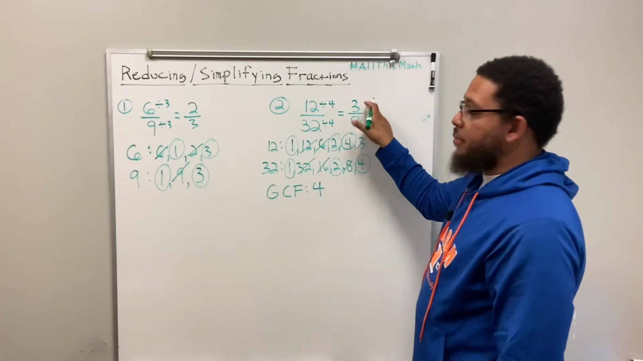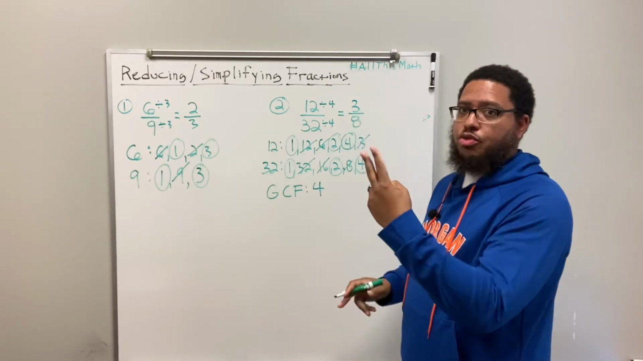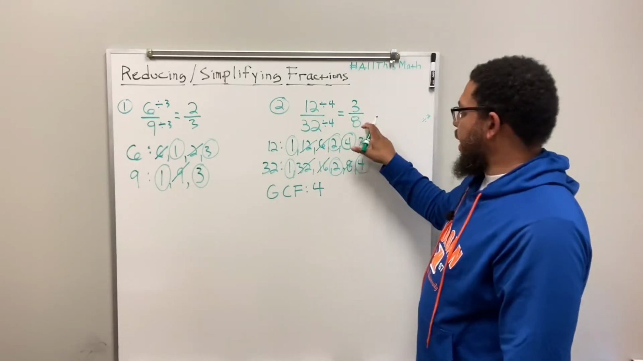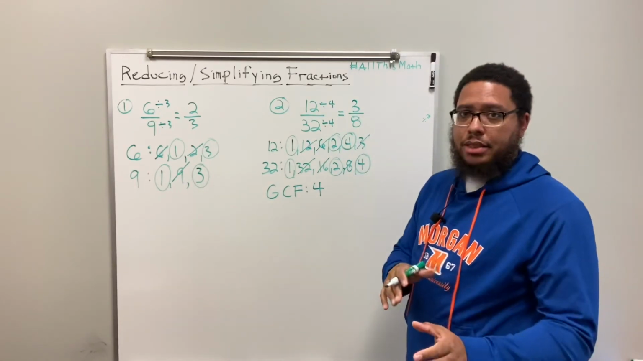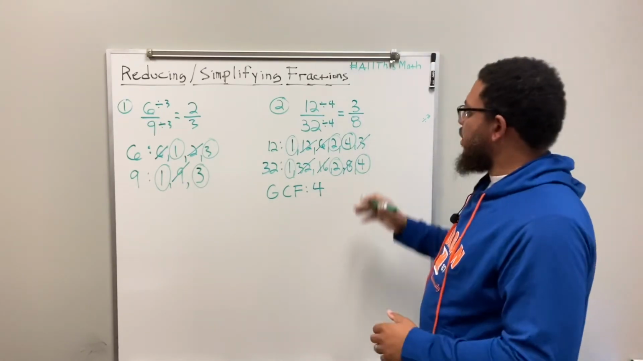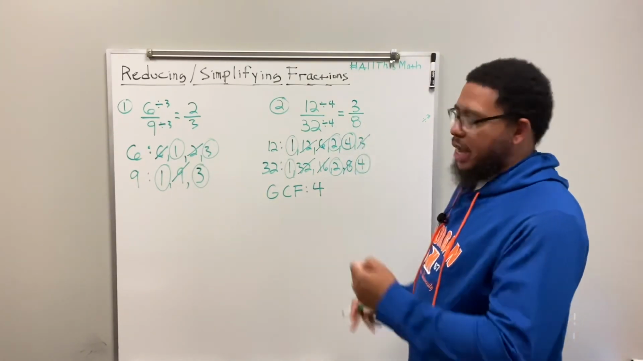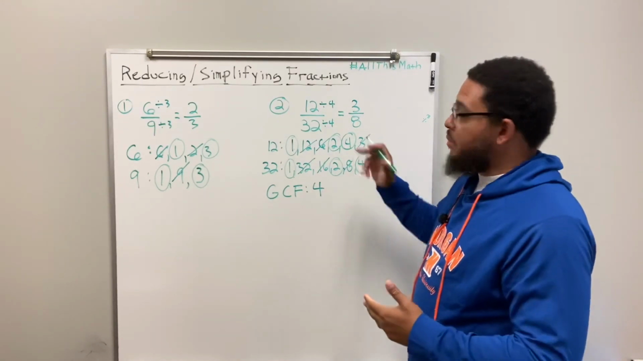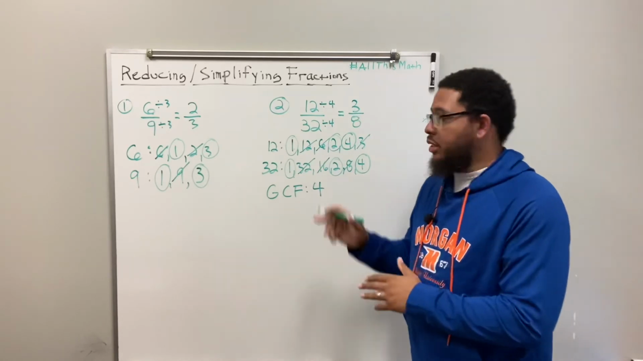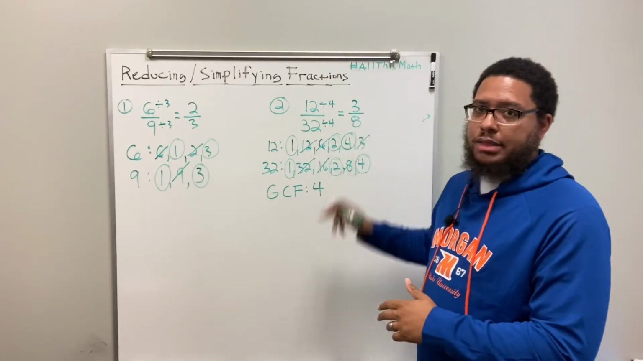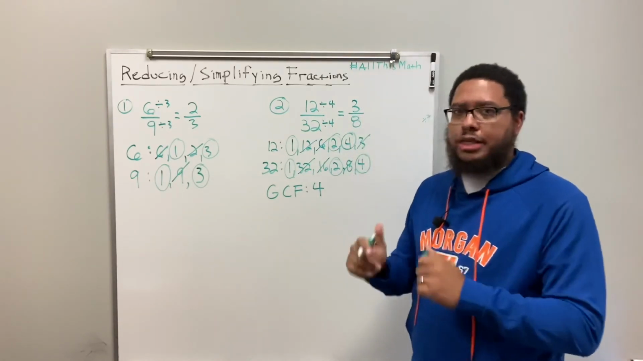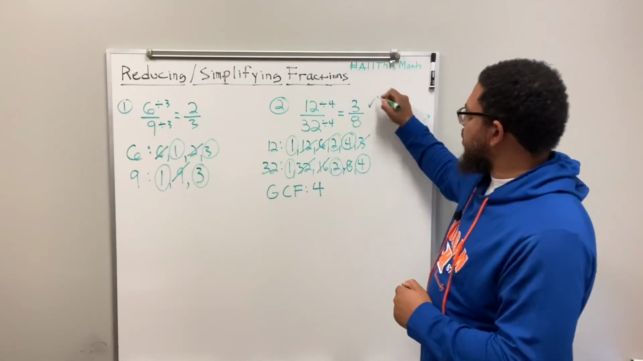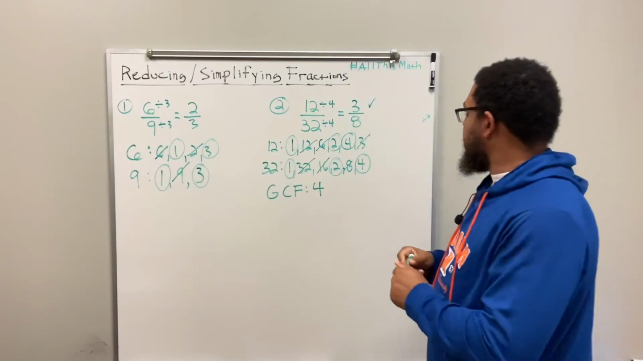Because 3 is a prime number anyway. So 3 only has 2 factors, 3 and 1. 8 is not prime, it's composite. It has more than 2 factors. In terms of the factors of 8, you got 8, 1, 4, and 2. The only number that matches up in both lists, the list for the 3 factors and the 8 factors, is 1. So once you get to that point, that's how you know you're finished. You know what I'm saying?